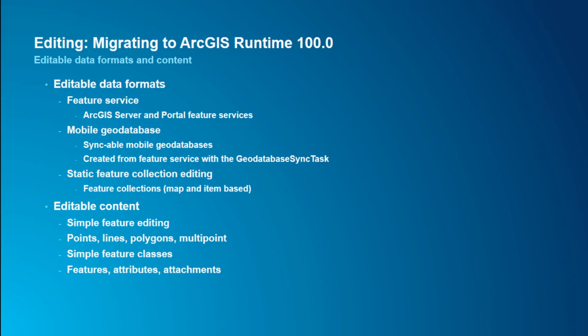And then I also talked about feature collections earlier. So feature collection is another type of content that can be edited. So you open up a map from the portal, that map contains an embedded feature collection, you edit those features, save that map back to the portal, and other people using that map will also see the edits that you've made. The editable content within ArcGIS Runtime 100 is based essentially on simple feature editing, so there isn't access to the complex behaviors that I talked about in terms of topologies and geometric networks, for example. But you can edit the different geometry types and also features, their attributes and attachments.